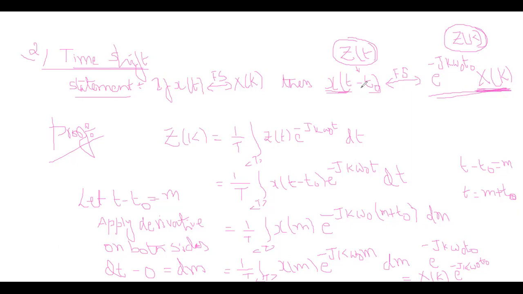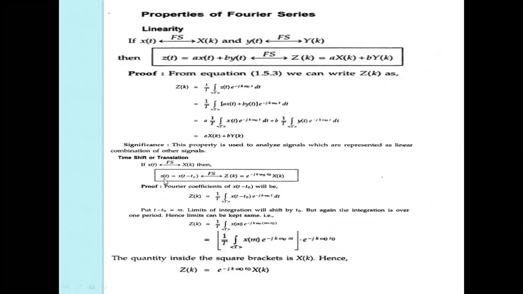Dear students, for the shifting of t naught samples, the exponential factor e power minus jk omega naught t naught is multiplied with the coefficients. Let's go to the next one. Before going to that, you see here also z of t is equal to x of t minus t naught. The Fourier series z of k is equal to e power minus jk omega naught t naught into x of k.